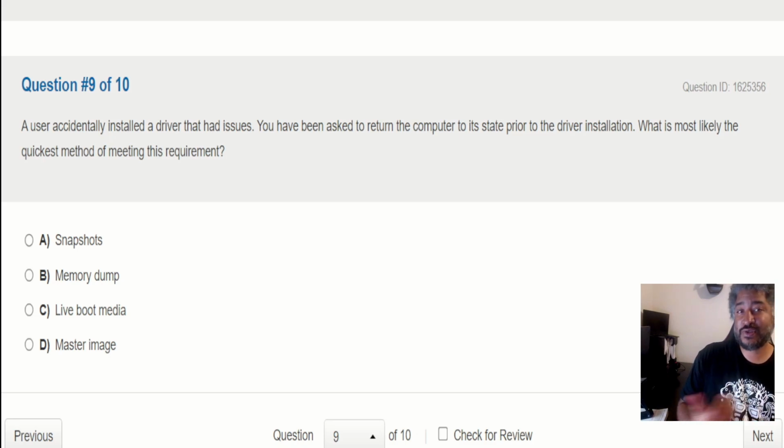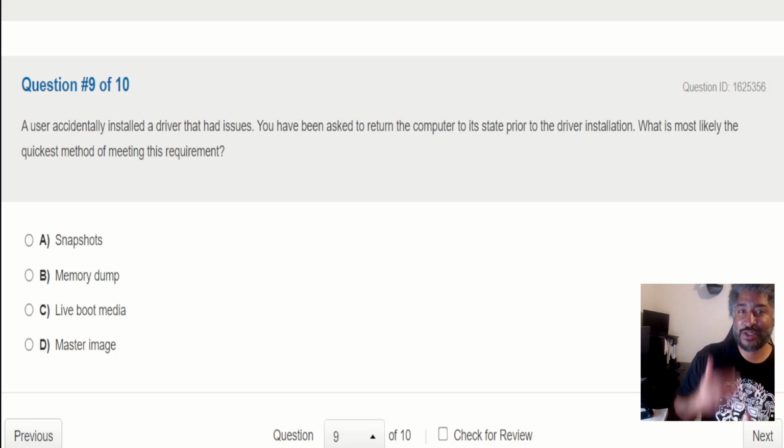Live boot media, you can also remove this one as well. It is exactly what this implies. Back in the day, I'm going to date myself here. If I had a Windows machine, but I wanted to boot into Linux, I can use a live CD to get into Linux, even though that machine was technically a Windows machine. I would use a live CD, change the boot structure so that it boots from the CD, and then I would be using Linux directly off the CD. So that's what that is. So you can actually eliminate those two right off the bat. So that gives you a 50-50 chance.